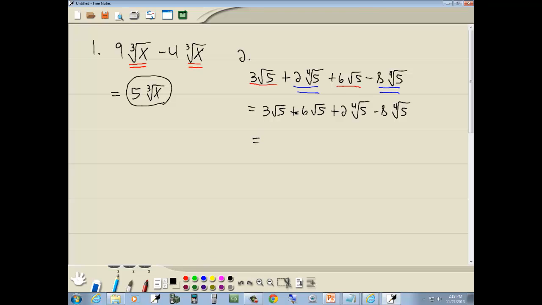Again, these radicals are the same, so I can add the numbers in front. 3 plus 6 is 9 square root of 5. And these are both the fourth root of 5, so I can add or subtract the numbers in front. 2 minus 8 gives me negative 6 fourth root of 5. And that's our answer.